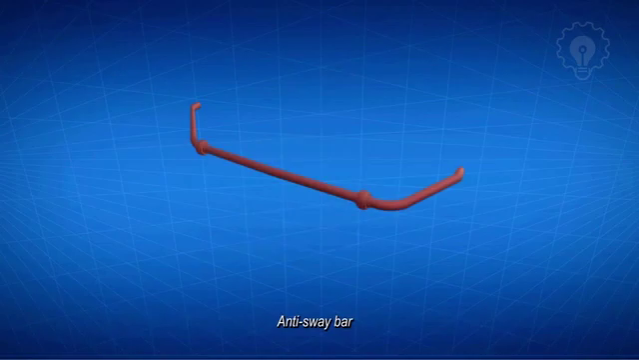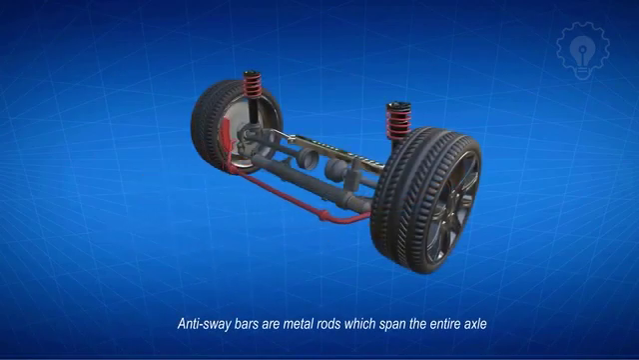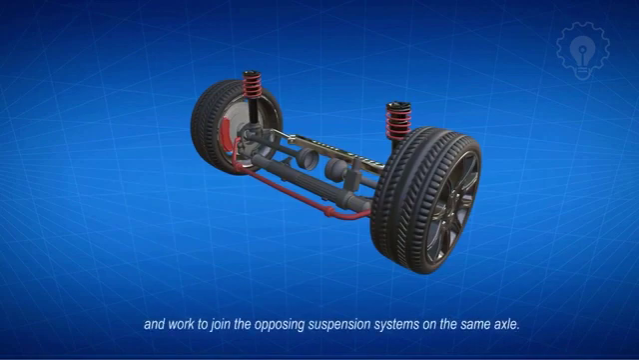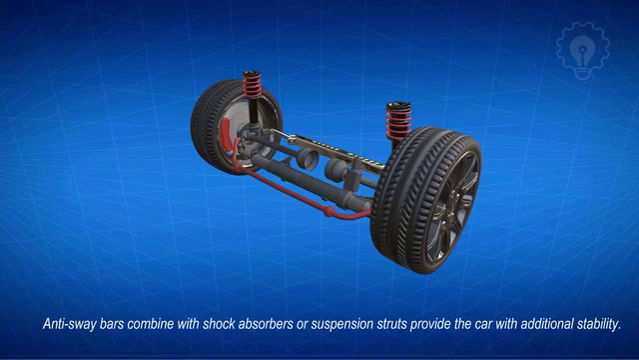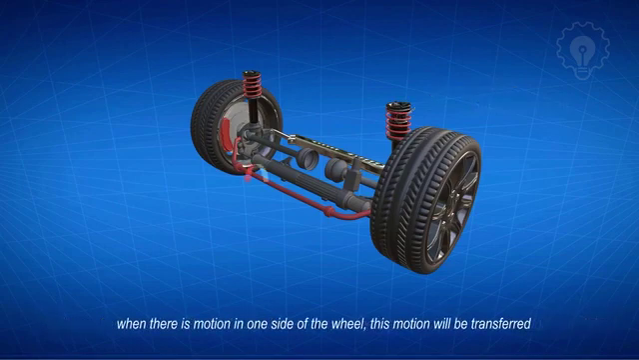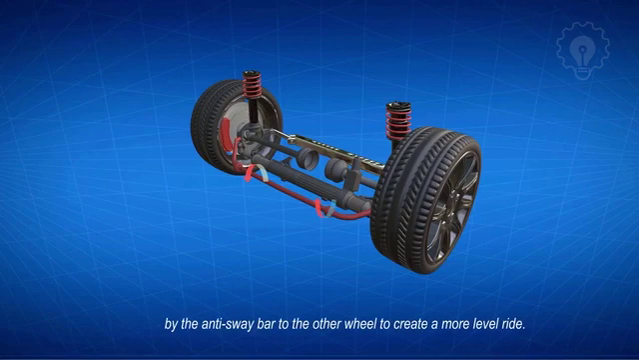Anti-sway bar is also called an anti-roll bar. Anti-sway bars are metal rods which span the entire axle and work to join the opposing suspension systems on the same axle. Anti-sway bars combined with shock absorbers, or suspension struts, provide the car with additional stability. When there is motion in one side of the wheel, this motion will be transferred by the anti-sway bar to the other wheel, to create a more level ride.